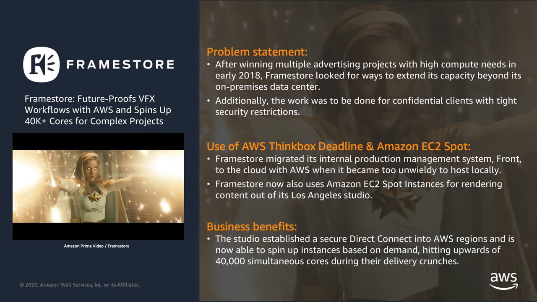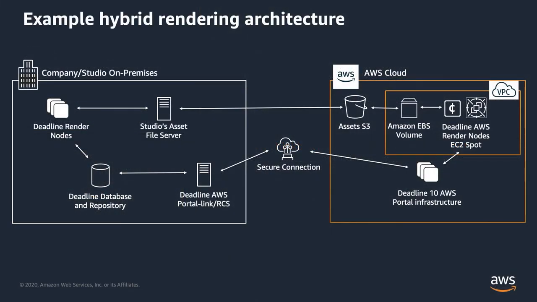They were able to spin up to 40,000 simultaneous cores during their crunch period, as we call it. And it worked out really well for them. And obviously, if you've seen The Boys, the work speaks for itself. Really awesome visual effects shots in that series. So great stuff by our friends from Framestore, and definitely looking forward to more over the next year. So you might be thinking, how would I get started with hybrid rendering?